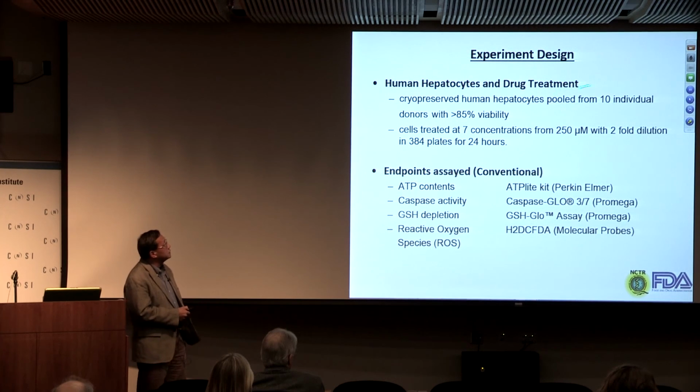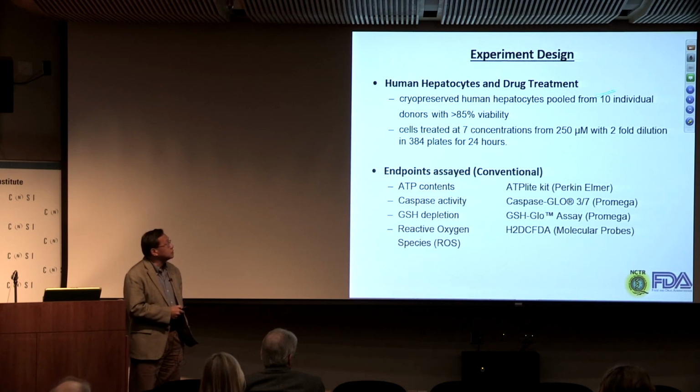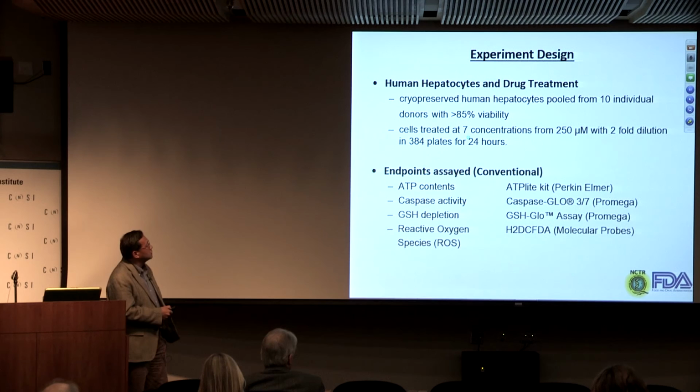We use human hepatocytes, a preserved primary human hepatocyte pool from 10 individual donors, with more than 80% viability. The cells were treated at 7 concentrations to develop a dose response curve from 200 micromolar all the way to 1.7. We use 384-well plates, treated for 24 hours. Then we use these four endpoints: ATP, Caspase, GSH, and reactive oxygen species, ROS.